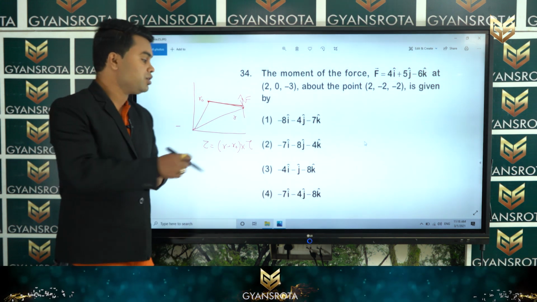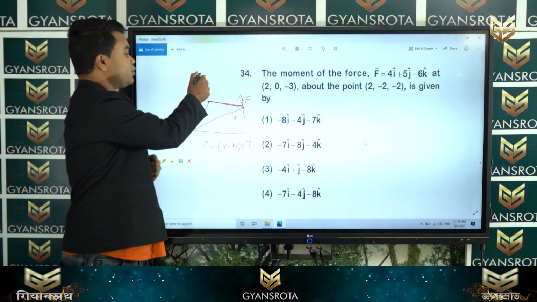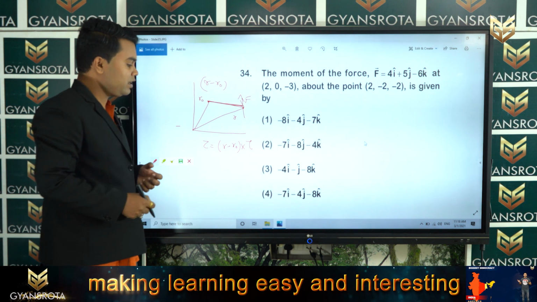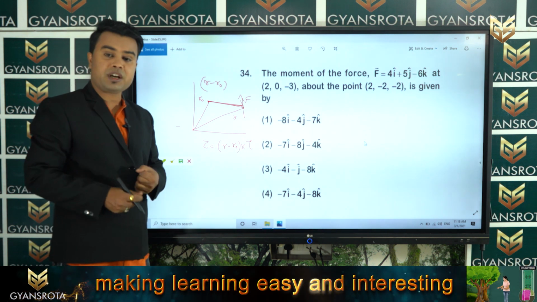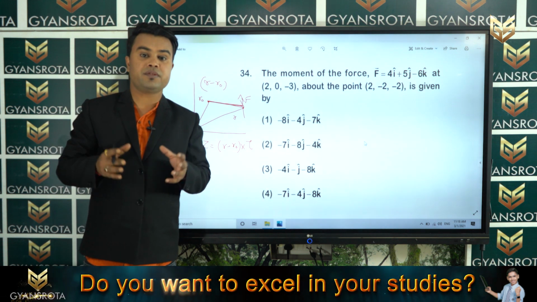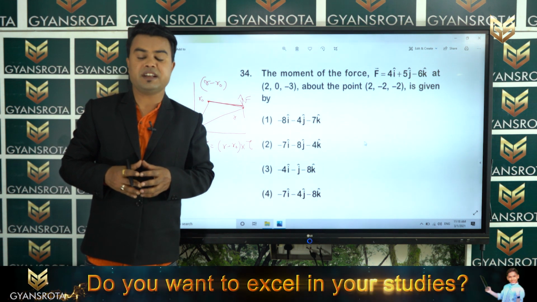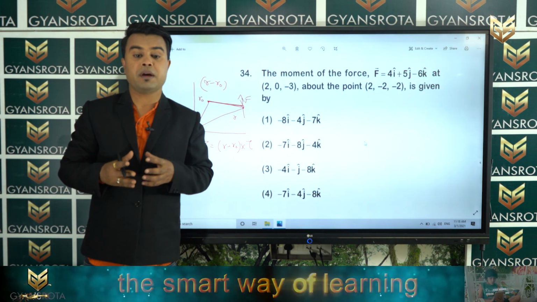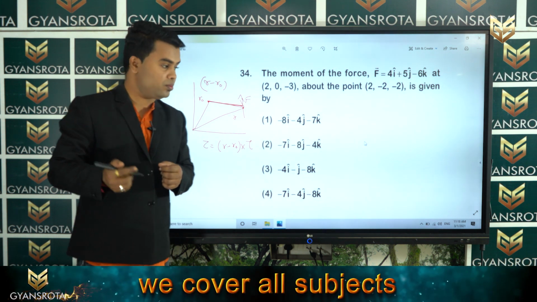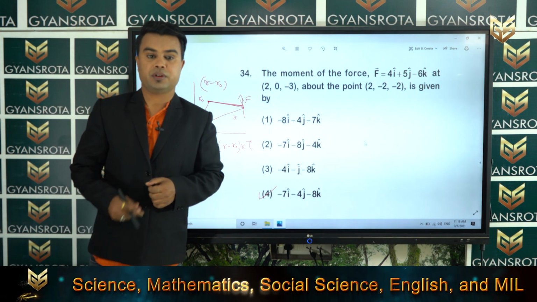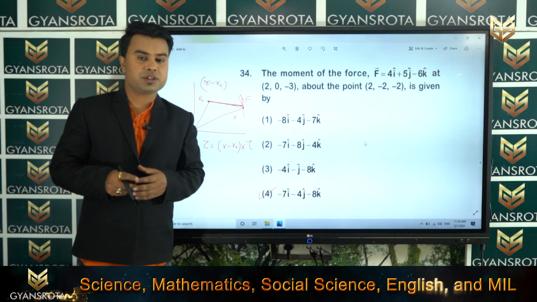Okay. Now you need to just calculate this position vector. How are you going to do it? r minus r naught will give you the value. Later on, this is a cross product, right? So you have to take the determinant form and find the answer. So your final answer would come out to be number 4, that is minus 7i cap minus 4j cap minus 8k cap. This one will be your correct answer. So option 4. Let us move to the next question, that is question number 35.